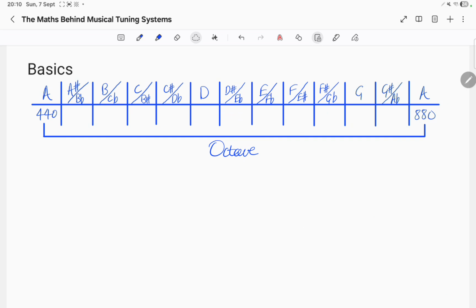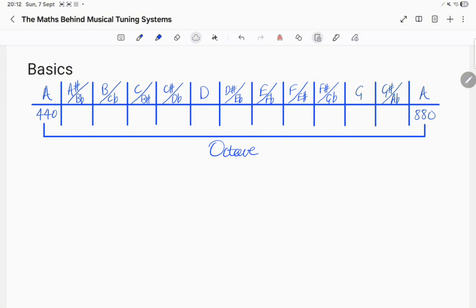When we go up a step in a musical scale, we change the letter. We use the next letter in the musical alphabet until we loop back to the beginning. In this case, we're starting with A, and then we loop towards A again. When we loop back towards A, we have what is called an octave, and physically this corresponds to twice the frequency.